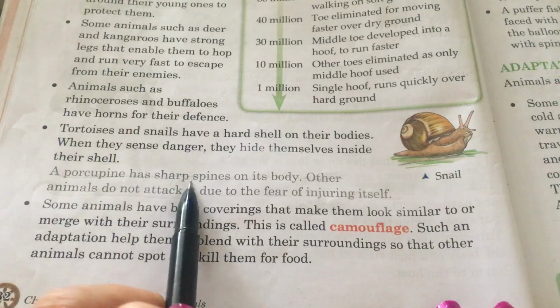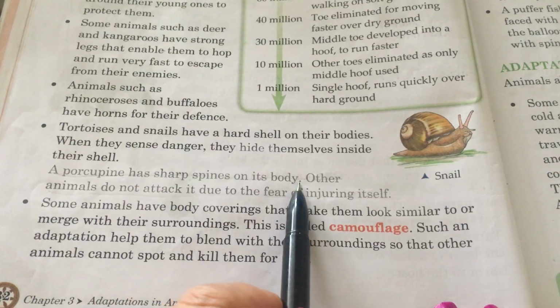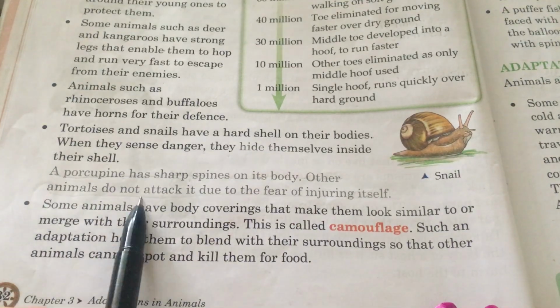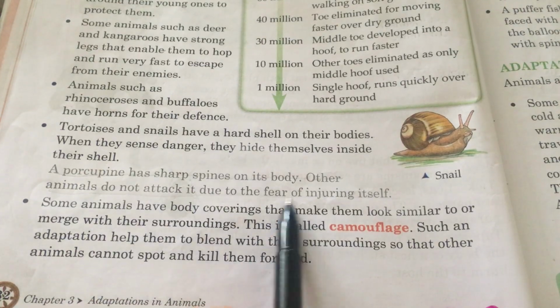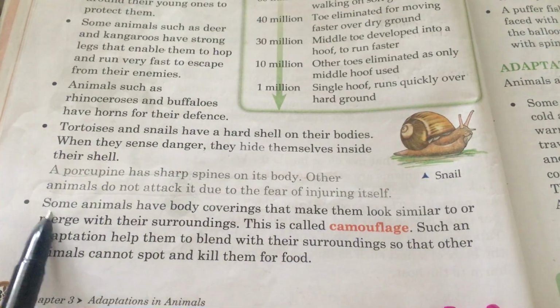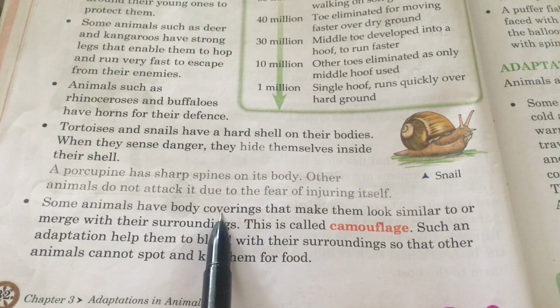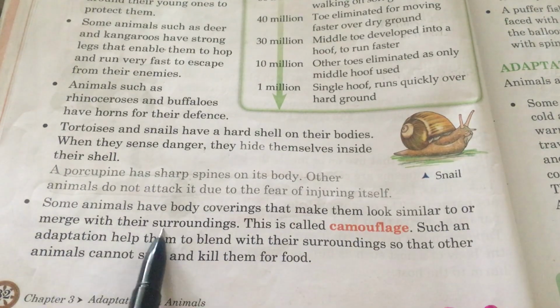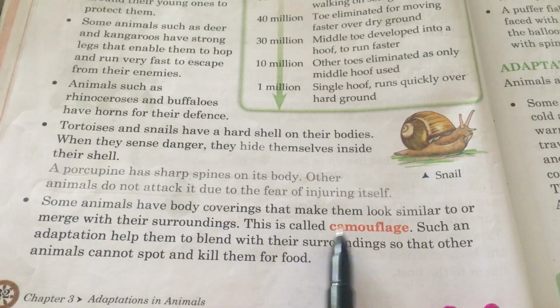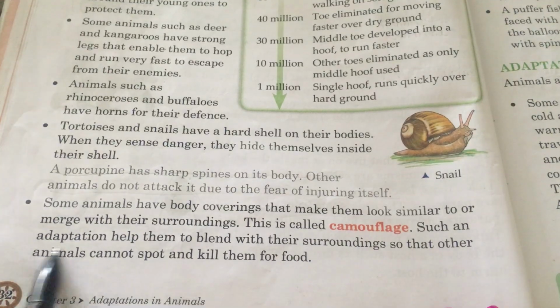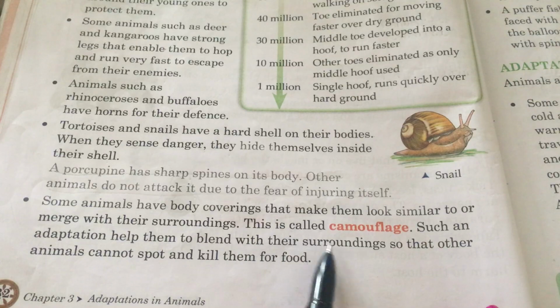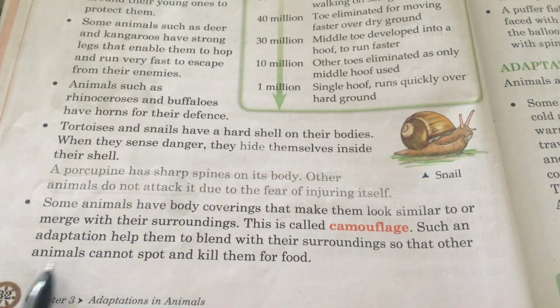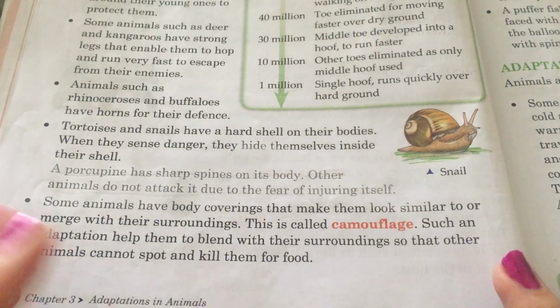A porcupine has sharp spines on its body. Other animals do not attack it due to the fear of injuring themselves. Some animals have body coverings that make them look similar to or merge with their surroundings. This is called camouflage. Such an adaptation helps them to blend with their surroundings so that other animals cannot spot and kill them for food.